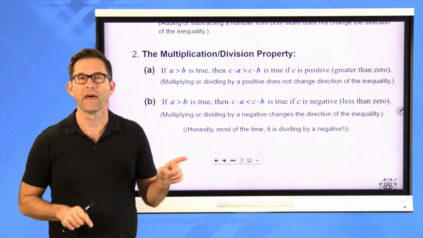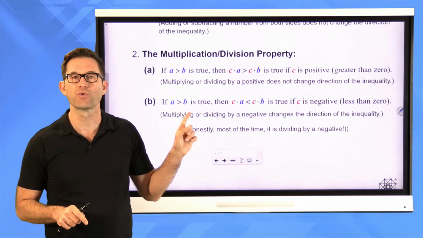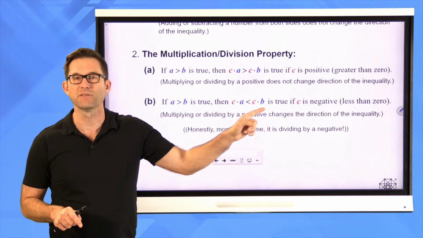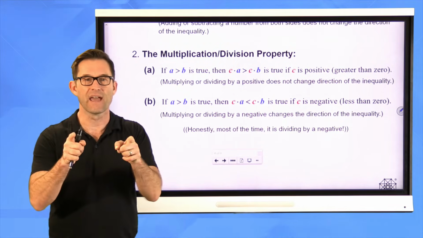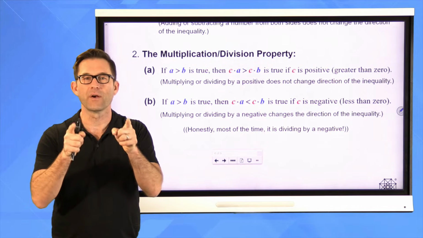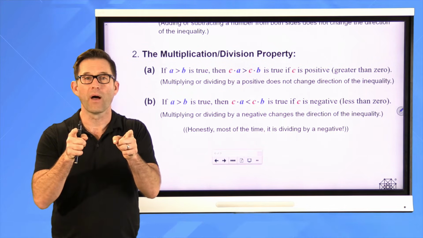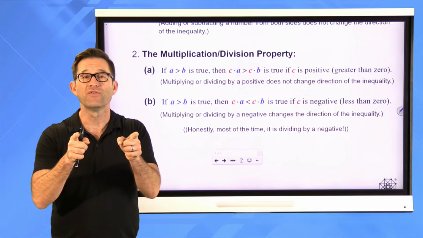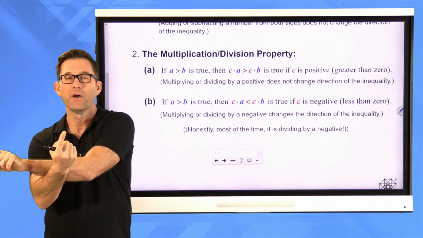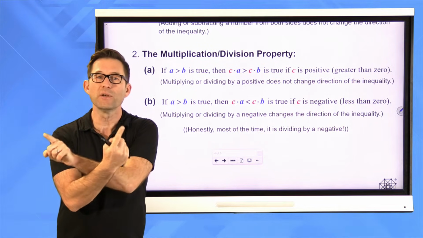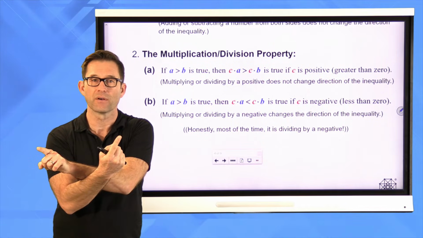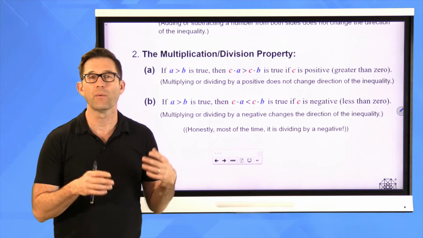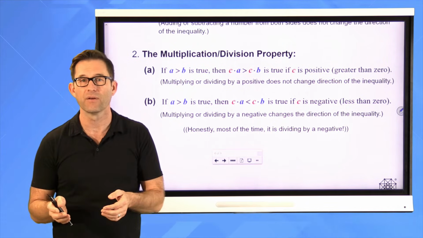On the other hand, if A is greater than B is true, then C times A is less than C times B is true if C is negative. And the reason for that is very simple. When we multiply or divide by a negative number, the two numbers flip so that their relative positions are opposite of each other. So now the one that was on the left is on the right, and the one that was on the right is on the left.